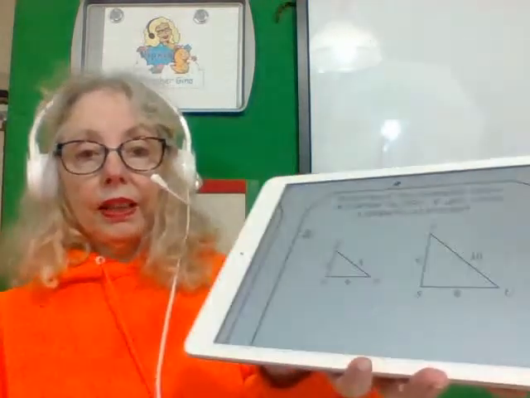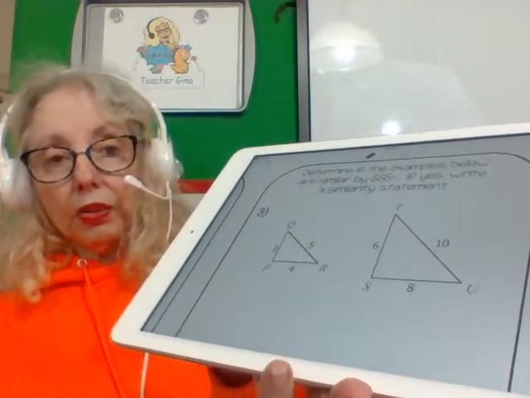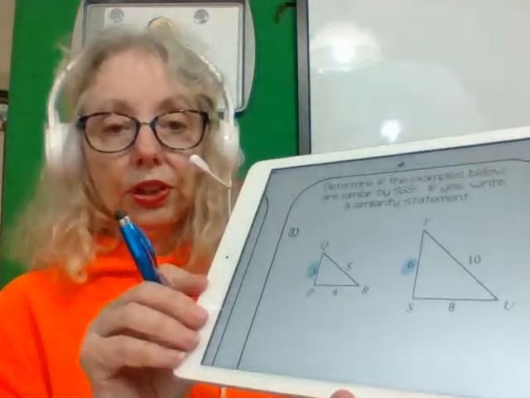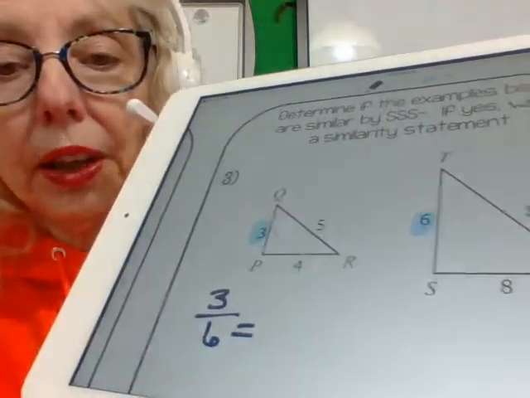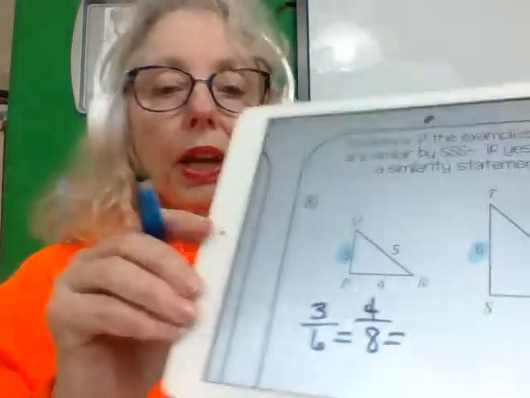The next one is side, side, side. Now this is the one that requires some work. Okay, so you want to match your numbers. Match the two small, the two middle, and the two large. So on the first triangle, 3 is my small number. On the second triangle, it is 6. So I'm going to have 3 over 6. All right. On this triangle, my next number is 4 and 8. So 4 goes over 8. And then my large number is 5 and 10. So 5 goes over 10.